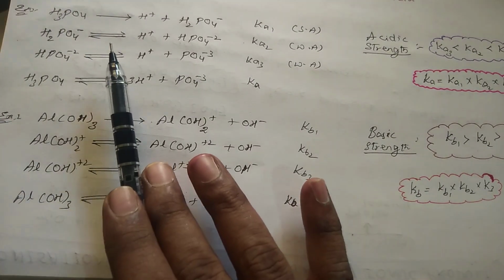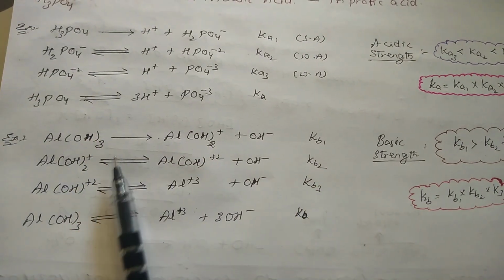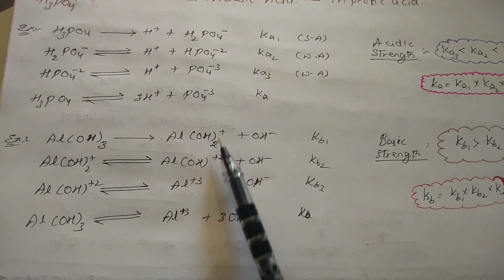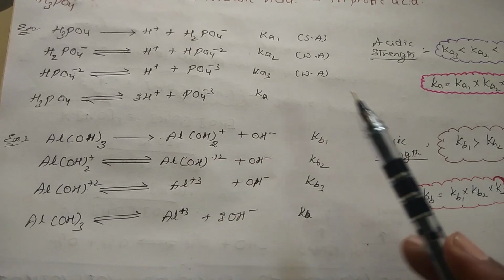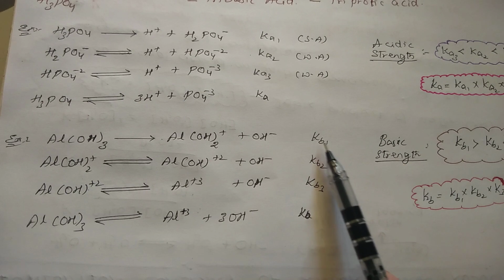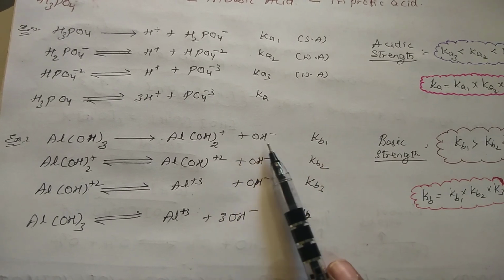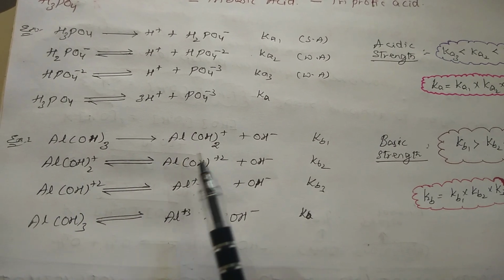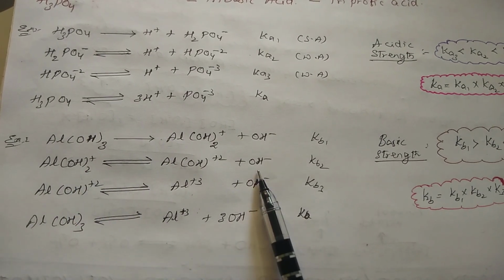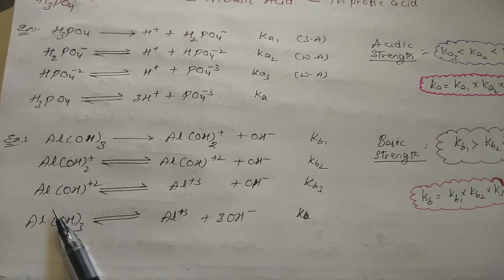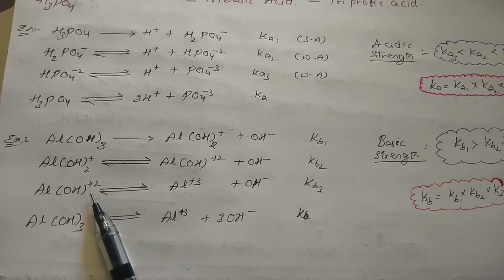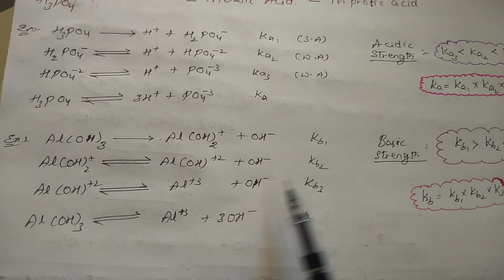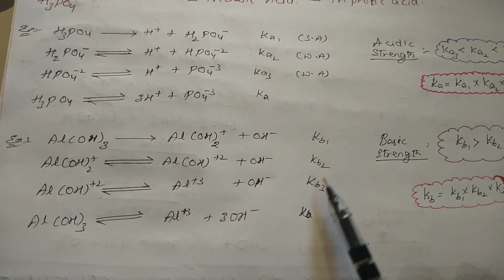I have taken phosphoric acid H3PO4 above. Now I am going for the base aluminum hydroxide. If I remove one OH minus, it becomes Al(OH)2 plus plus OH minus, with Kb1. For this equation, this is a strong base. From this, if I want to remove one OH minus, it means removing one minus charge from a plus charge, so it will be somewhat more difficult. From Al(OH) 2 plus, if you want to remove OH minus, you will face still more difficulty. So this will be a strong base, this is weaker and this is still weaker.